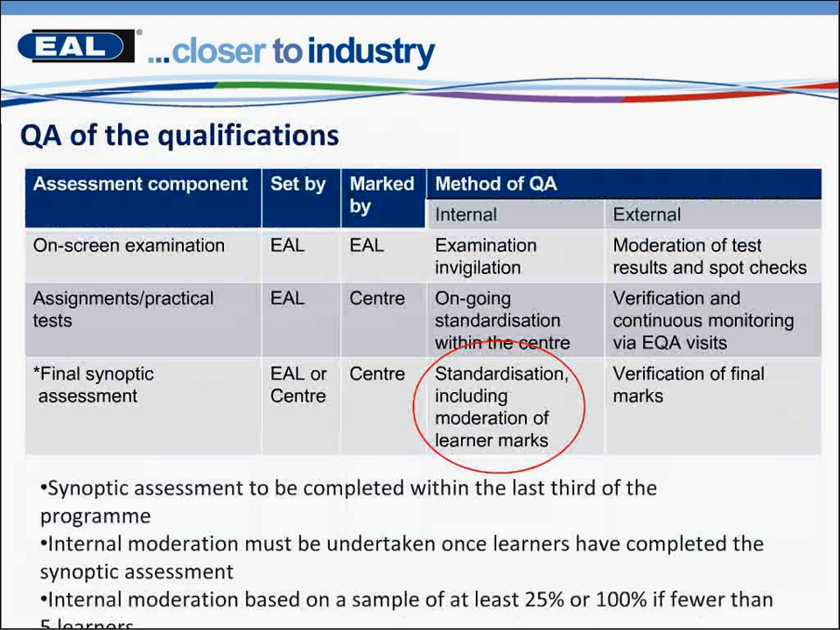So looking now at the quality assurance of the qualifications, with the on-screen examinations, they're set by EAL, marked by EAL. They're internally invigilated and moderated by ourselves. But specifically looking then at these synoptic assessments here, the synoptic assessment must be completed within the last third of the program. Internal moderation must be undertaken once learners have completed the synoptic assessment. And internal moderation must be based on a sample of at least 25% or 100% if fewer than 5 learners.